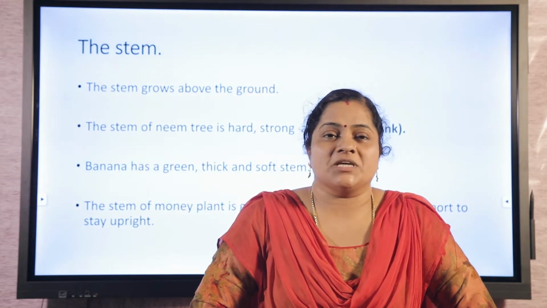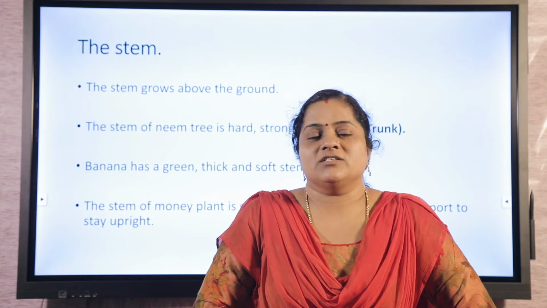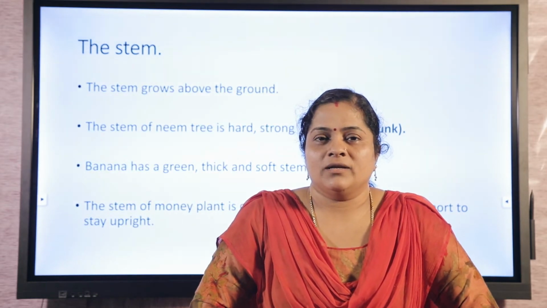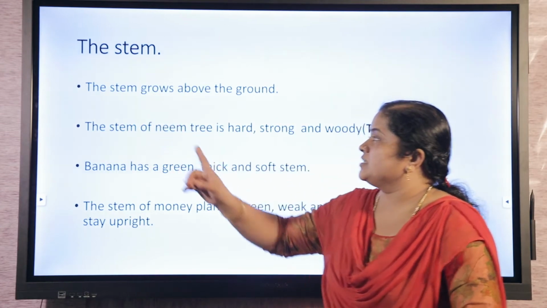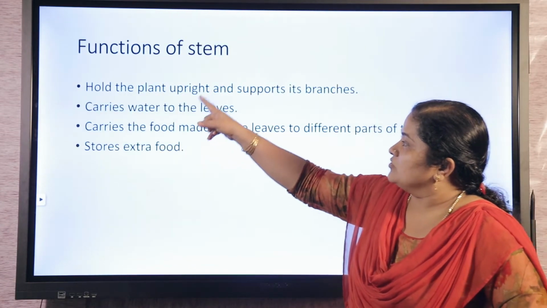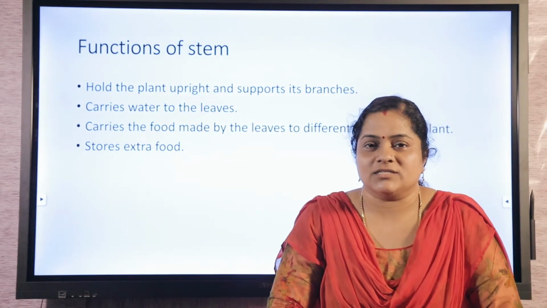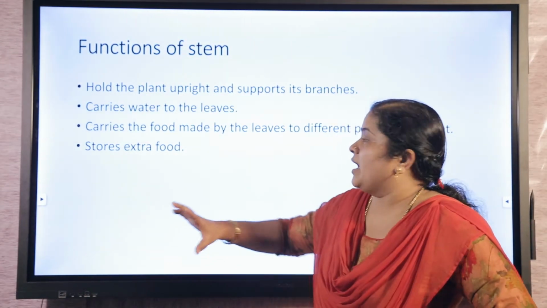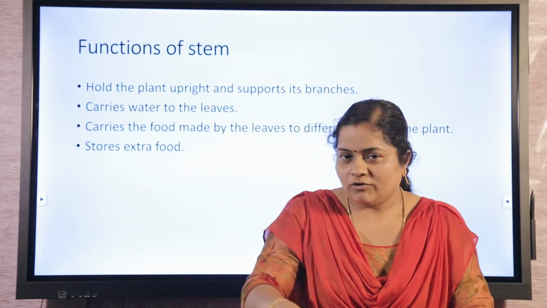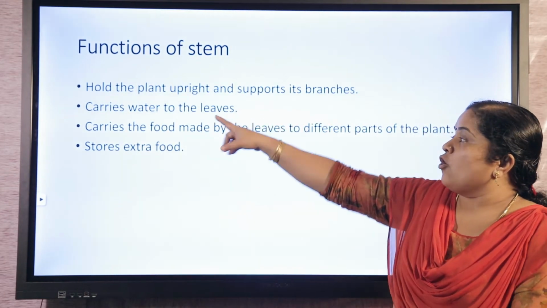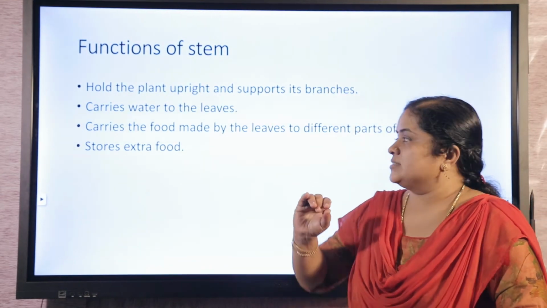What is the use of stem in a plant? What may be the functions? So imagine there is no stem. What will happen? Okay, these are the functions. The stem grows above, holds the plant upright and supports its branches. The stem holds the plant upright. If there is no stem, what will happen? It will fall down. So the stem holds the plant upright and supports its branches.